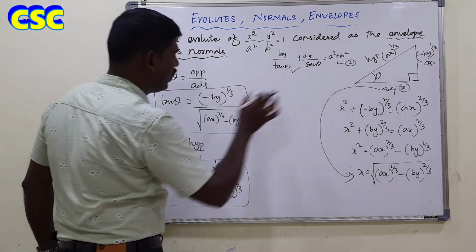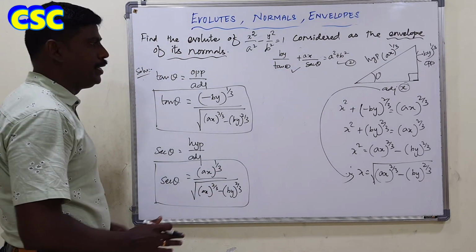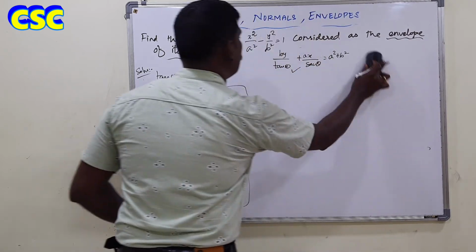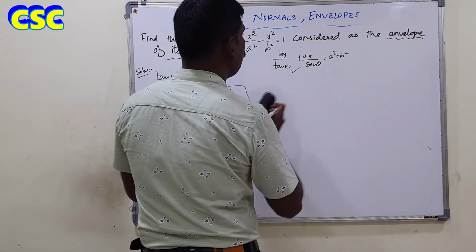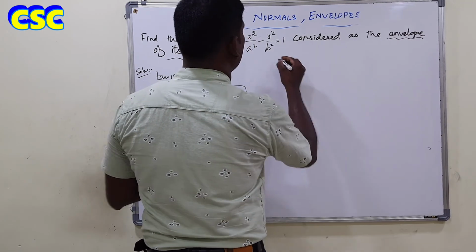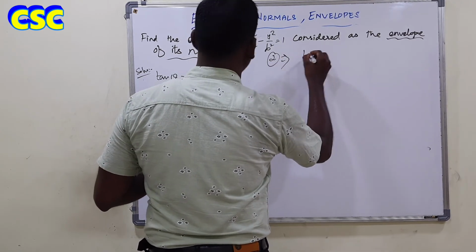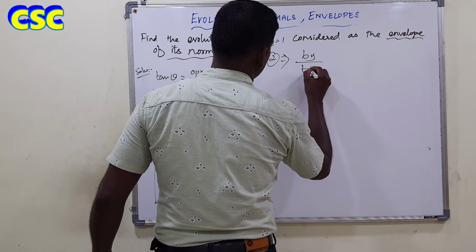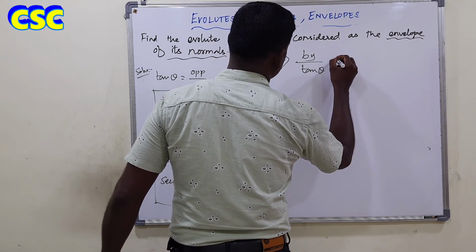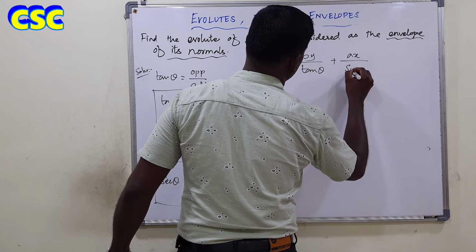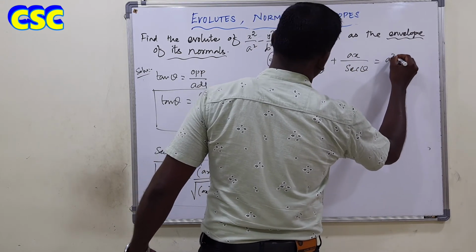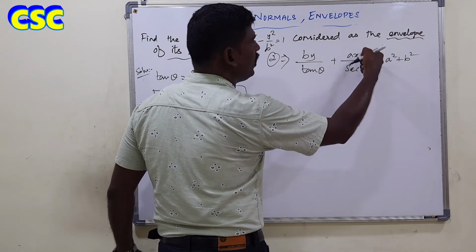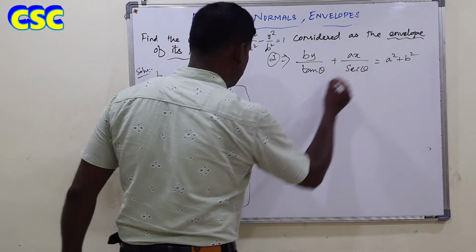Now I substitute these two values here. Theta will be eliminated, and everything is based on x, y, a and b. Therefore equation 2 implies by by tan theta plus ax by secant theta equals a square plus b square. In equation 2, I wrote ax cos theta, but you have to rewrite it as ax by secant theta. So substitute these two values.